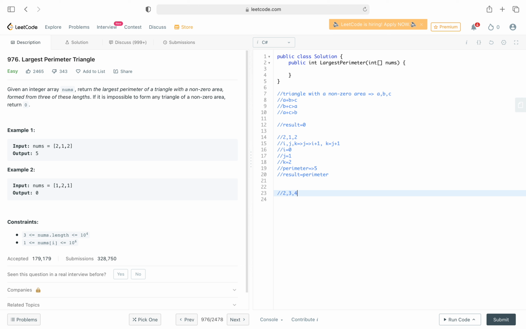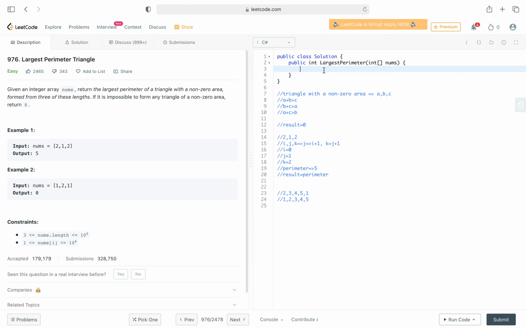for example, 1 2 3 4 5, and then I will sort 3 4 5. The problem wants the largest perimeter triangle. So we will start looking from the rightmost elements, and if a triangle with non-zero area can be found, we will return. We don't have to go to the left side, right? Only if it cannot, we will go to another index, and then the next index. Okay, let's do this.